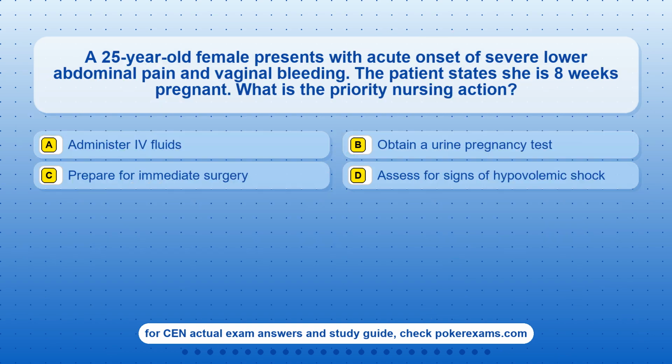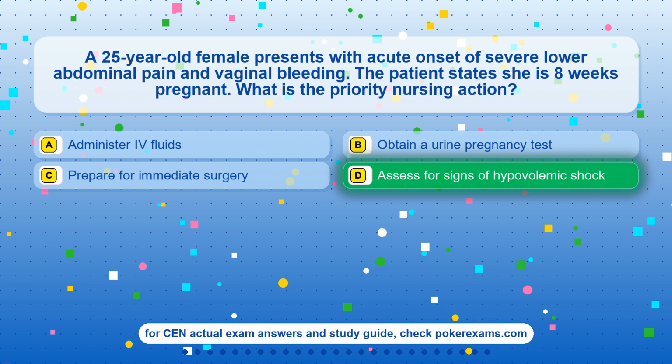Question 7. A 25-year-old female presents with acute onset of severe lower abdominal pain and vaginal bleeding. The patient states she is 8 weeks pregnant. What is the priority nursing action? Option A, administer IV fluids. Option B, obtain a urine pregnancy test. Option C, prepare for immediate surgery. Option D, assess for signs of hypovolemic shock.